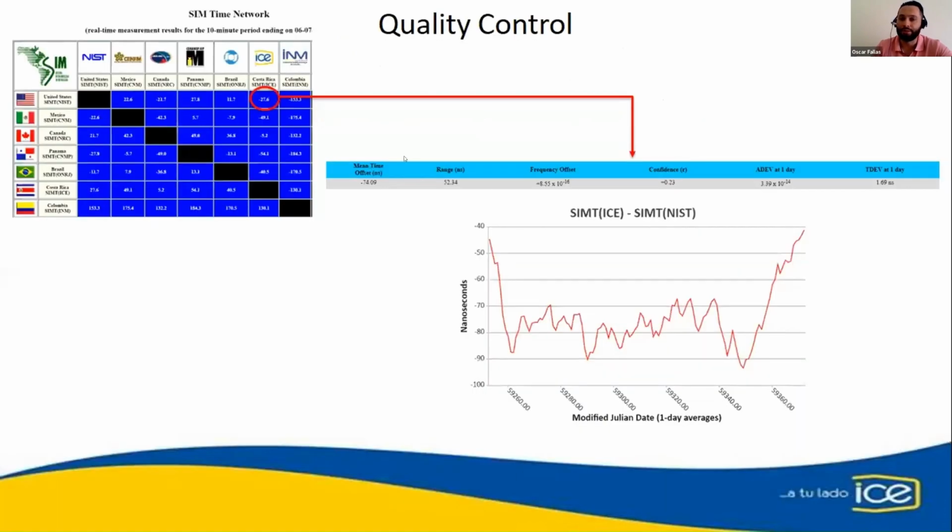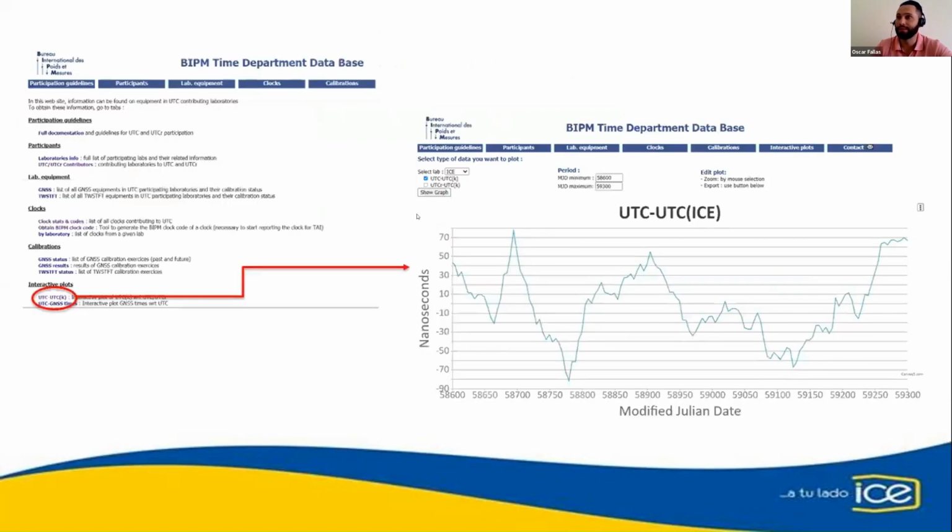As my colleague Dr. Diego already mentioned, we can complement this work for quality control using our SynTime network. Here, I'm presenting, for example, the information that we can get in this comparison against NIST. We can see frequency offsets, we can see Allan deviation, we can see different data, and also, as Aurelie presented, we can get information from the BIPM time database.